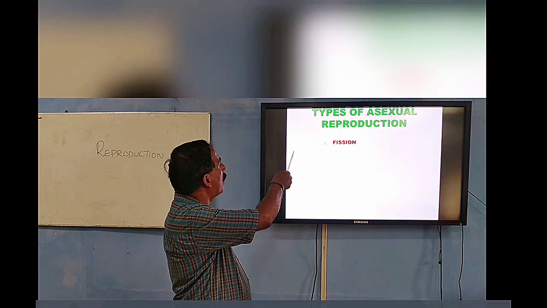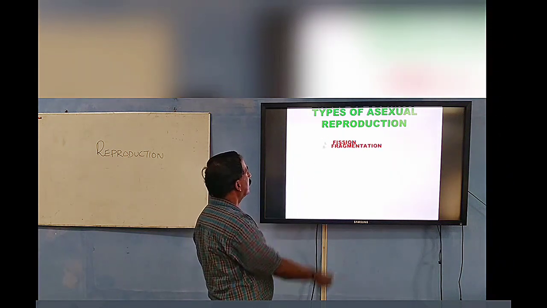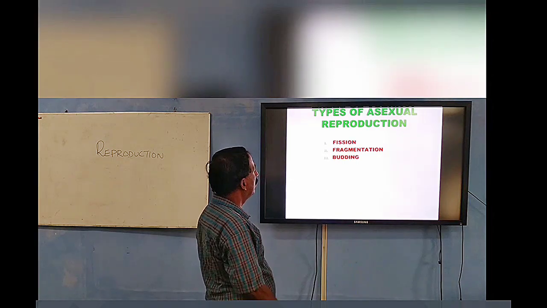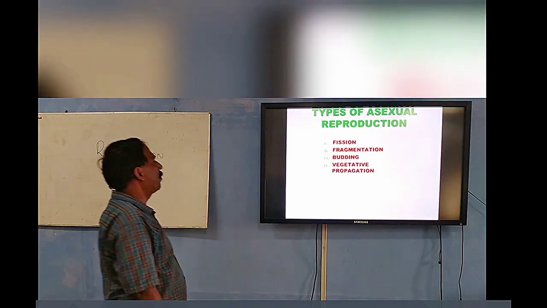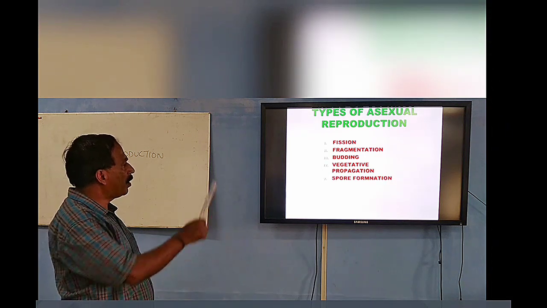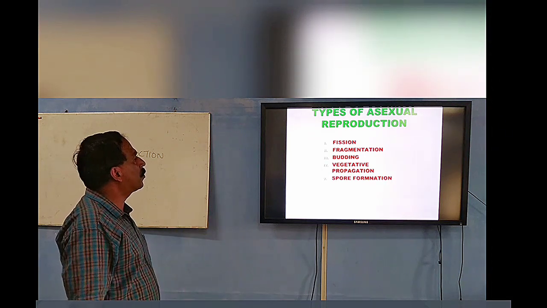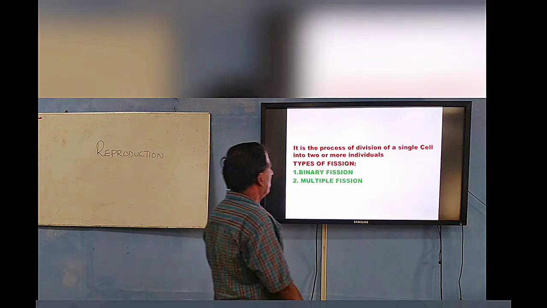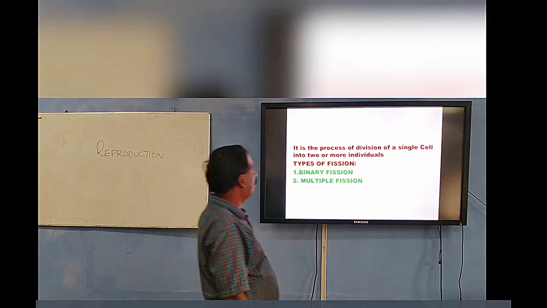You can see number one, fission, fragmentation, budding, vegetative propagation, spore formation. So these five are different modes of asexual reproduction in organisms. So the first one is fission.